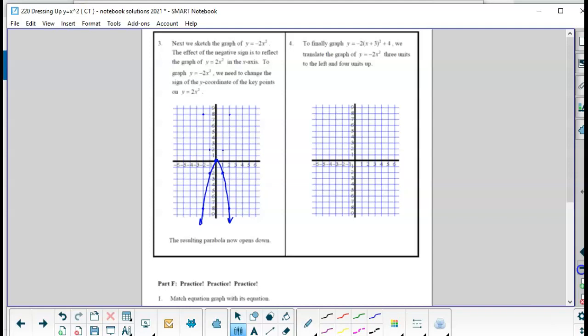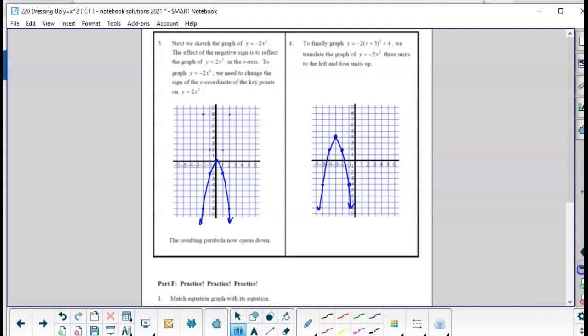3 to the left and 4 up. So 1, 2, 3, 1, 2, 3, 4, right there. Then I'll start with 1, negative 2. So 1, negative 2 is there. I've got to go 3 left and 4 up. And then 2, negative 8 becomes 3 left and 4 up, and then it's symmetrical. So this is going to be here, this is going to be here, and then we can join them up. Translations don't change the size of them.